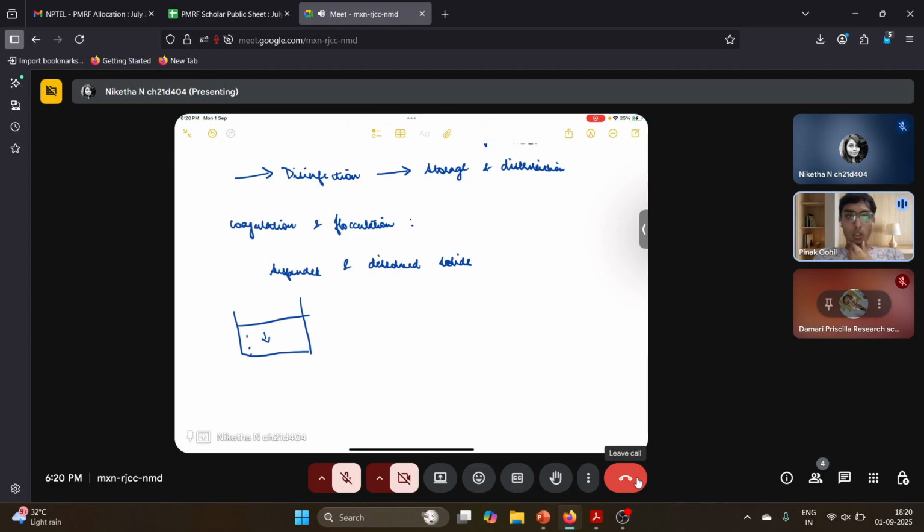Hardness can be an example of a suspended solid. Hardness, yes, how? Because of carbonates of calcium and magnesium. No, those carbonates are going to be dissolved.